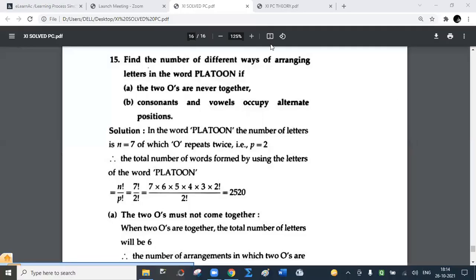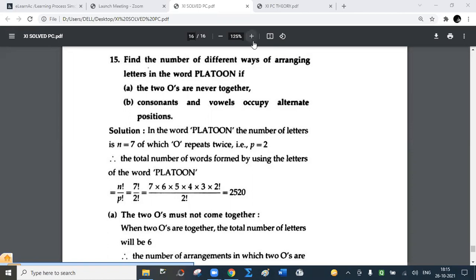Now this is again a simple one, sum number 15. Find the number of different ways of arranging letters in the word Platinum if A part, the two O's are never together, B, consonants and vowels occupy alternate positions.